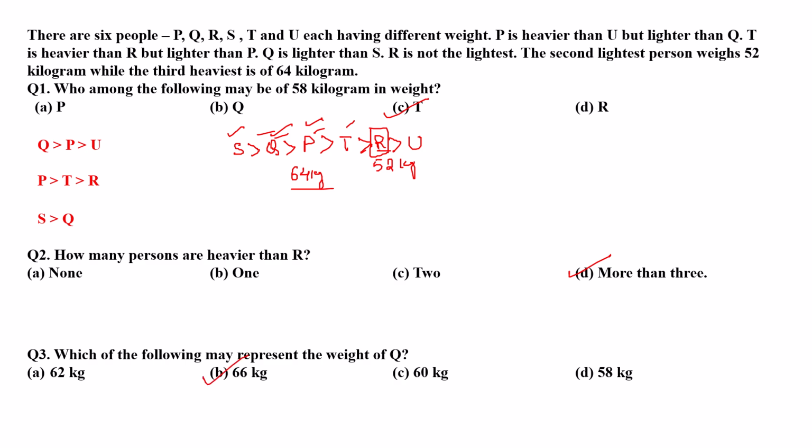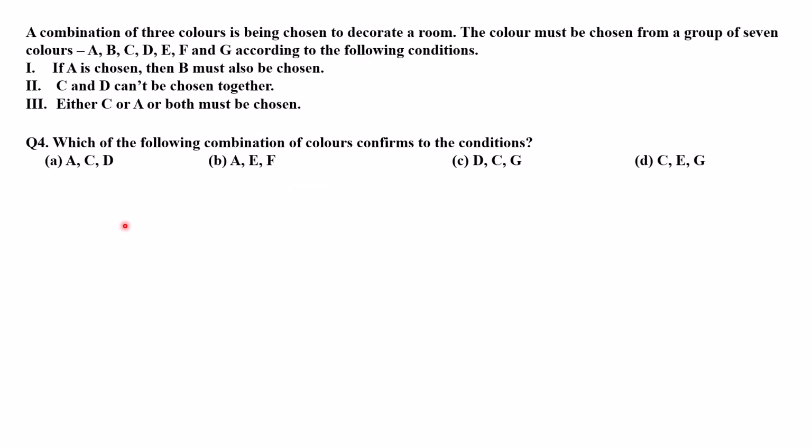Now moving to the next set of questions. In this question it is given, a combination of 3 colors is being chosen to decorate a room. The colors must be chosen from a group of 7 colors A, B, C, D, E, F and G according to the following conditions. The first condition is, if A is chosen, then B must also be chosen. Means wherever you see A in the group, B should also be there. So A, B will be together. Next is, C and D cannot be chosen together. Means C and D should not be together.